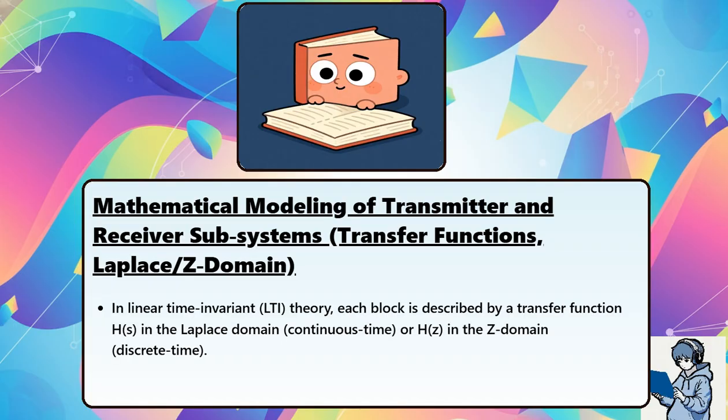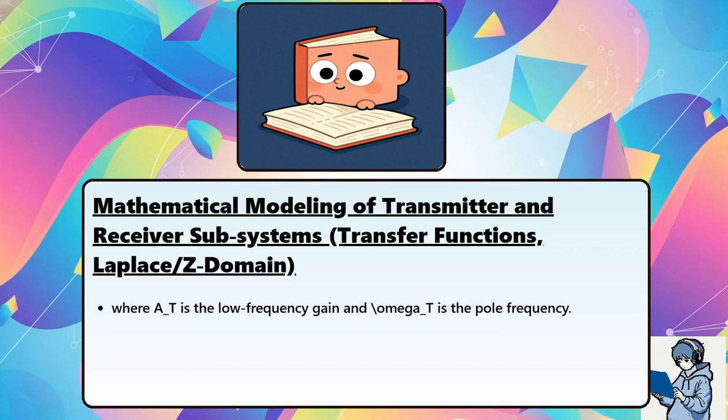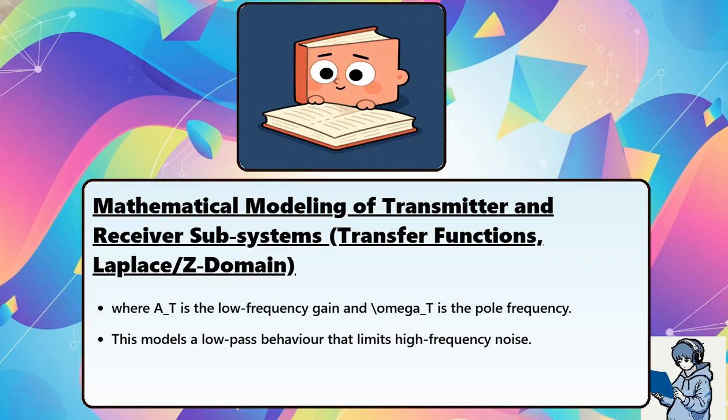In linear time invariant theory, each block is described by a transfer function H(s) in the Laplace domain, continuous time, or H(z) in the z domain, discrete time. H_t(s) equals a_t over 1 plus s over omega_t. Here a_t is the low frequency gain, and omega_t is the pole frequency. This models a low-pass behavior that limits high-frequency noise.